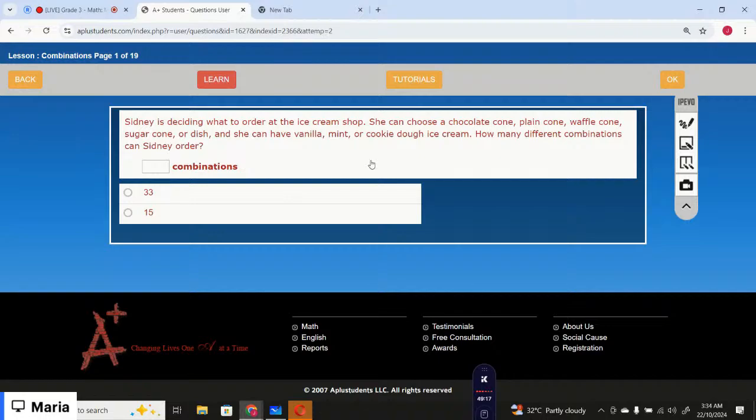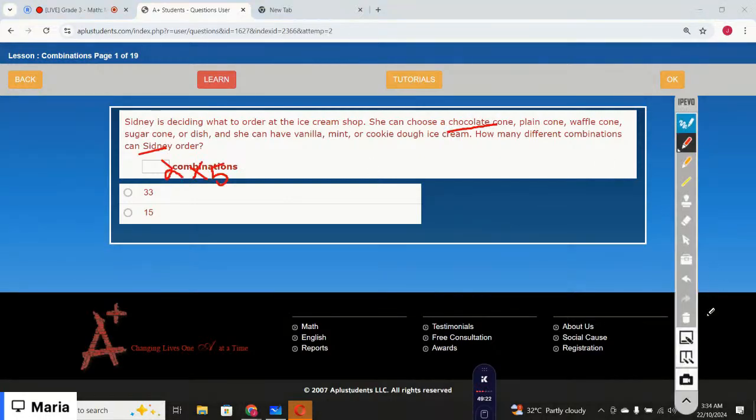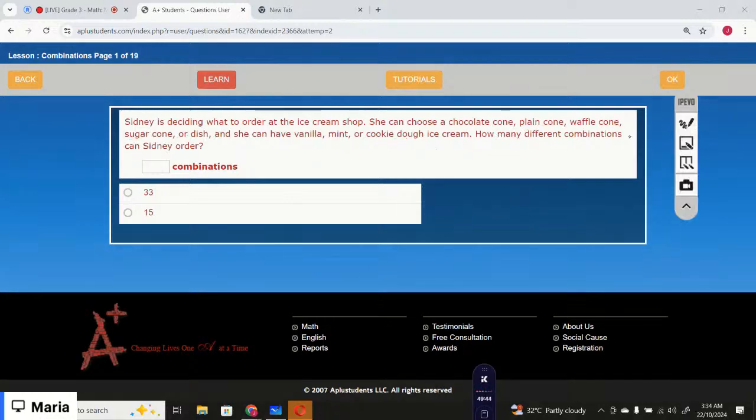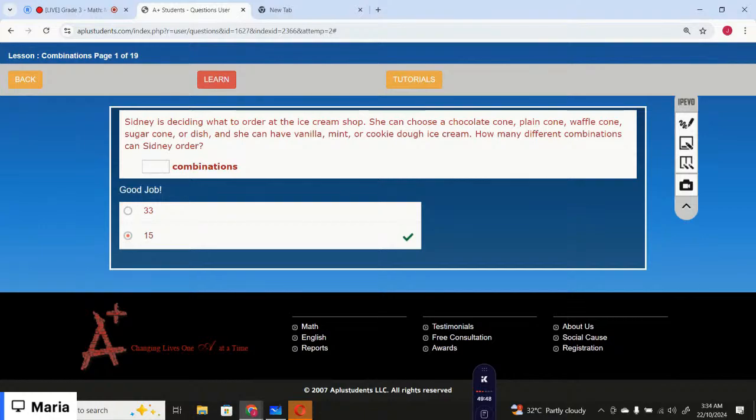Okay, so she can choose a chocolate cone. Let's count the options: chocolate cone, plain cone, waffle cone, sugar cone, or dish. Five options she has, right? And she can have vanilla, mint, and cookie dough ice cream. Three options for the flavor. So you have to do 5 times 3. The correct option is 15. That means the total combinations she can have is 15. Very good.